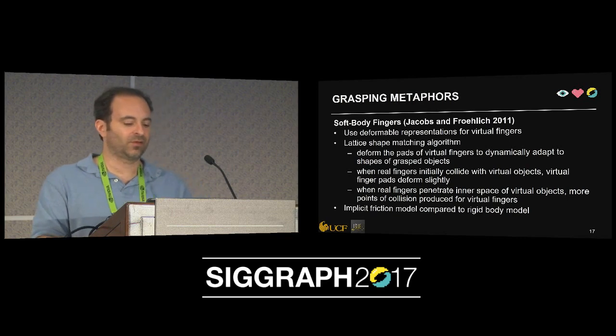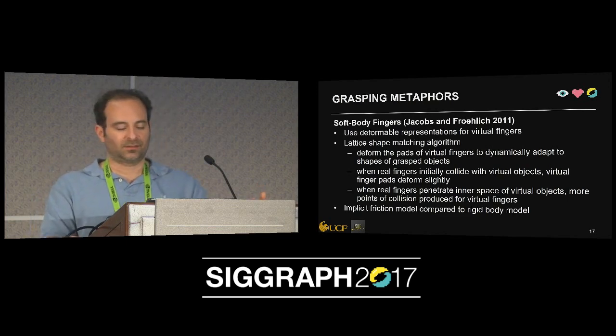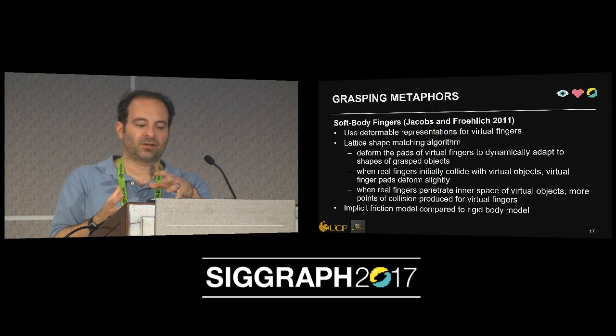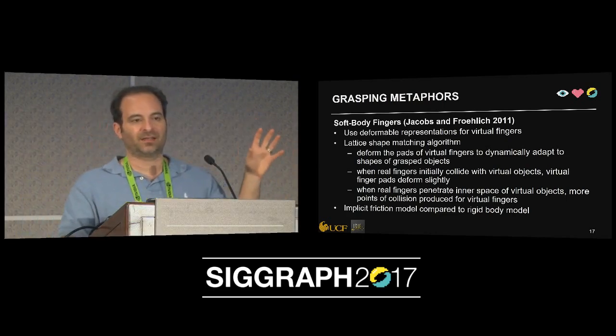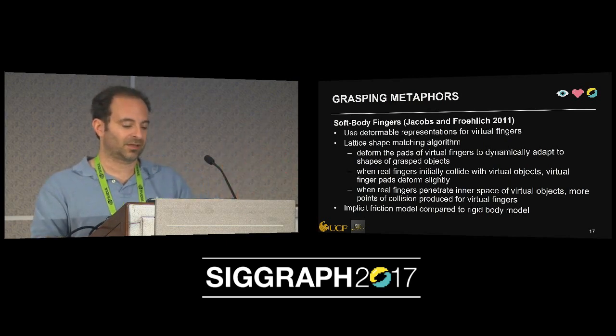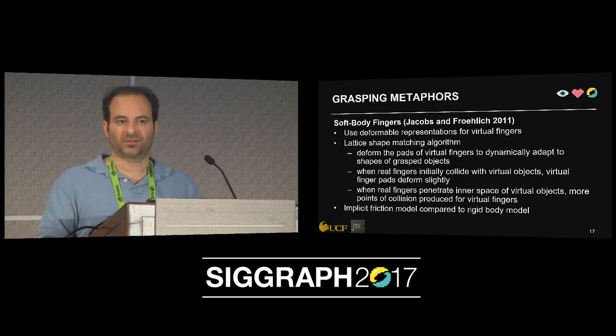So what can happen is the real fingers can actually penetrate the inner space of the virtual objects. And when that happens, what gets done is you add more collision points for the virtual fingers. And those collision points then help to reduce the amount of penetration of the inner space of the object. So it's a dynamic approach to ensure that your virtual hand doesn't actually go into the virtual object that you're trying to select. And this is a sort of a notion between implicit friction compared with rigid body models.